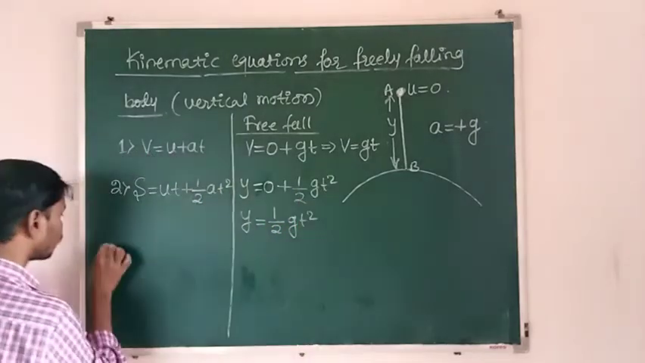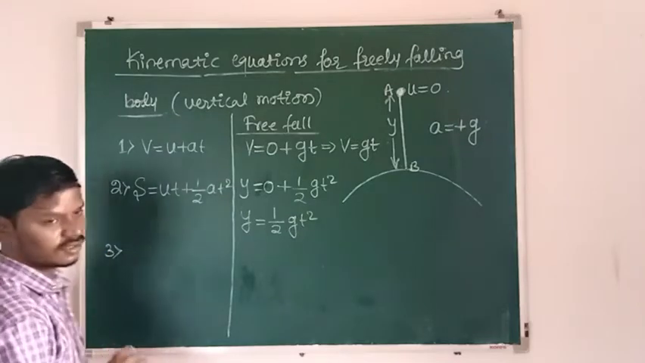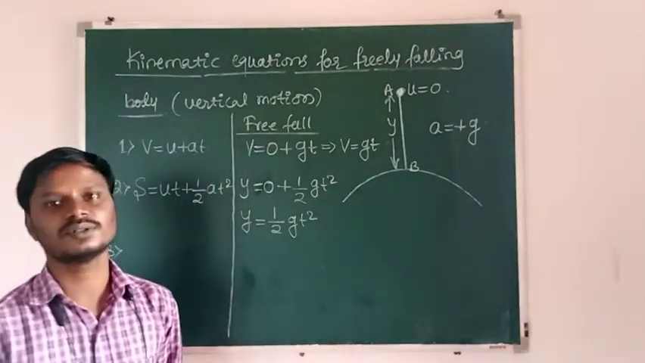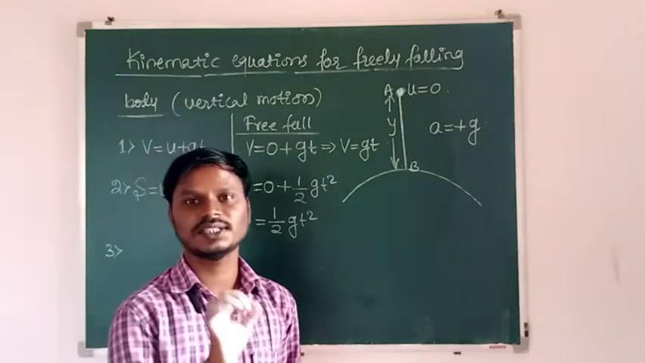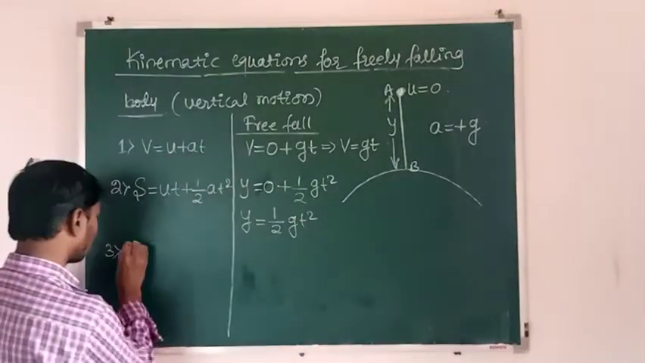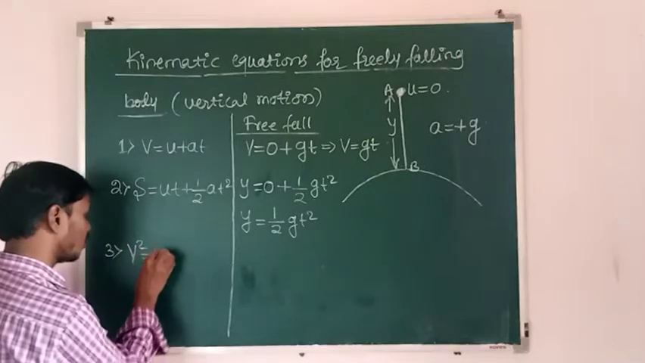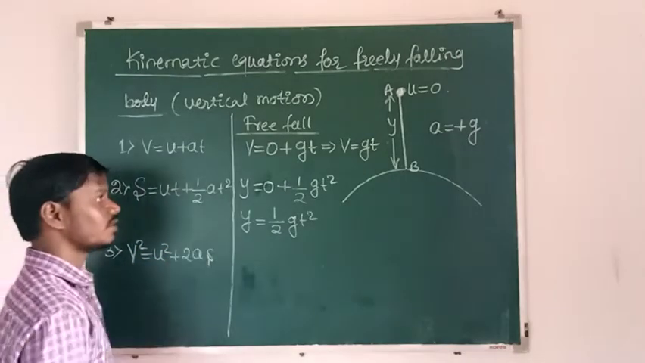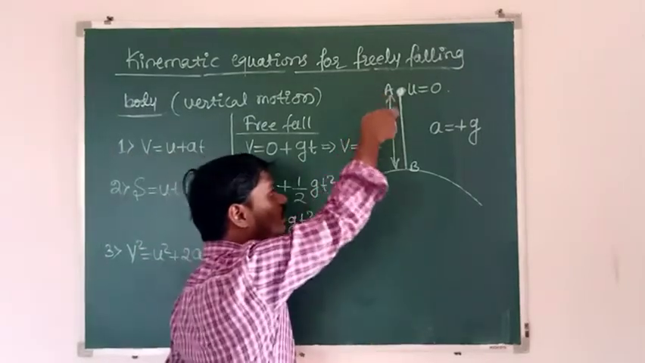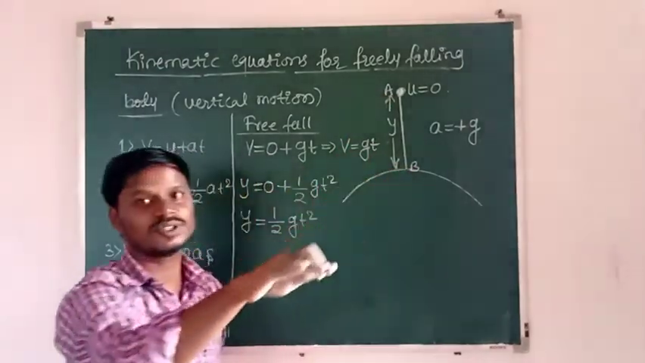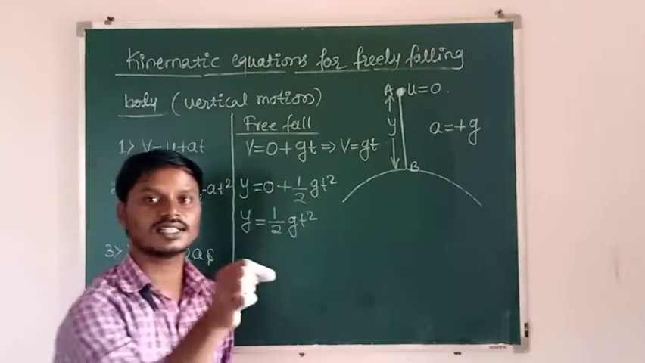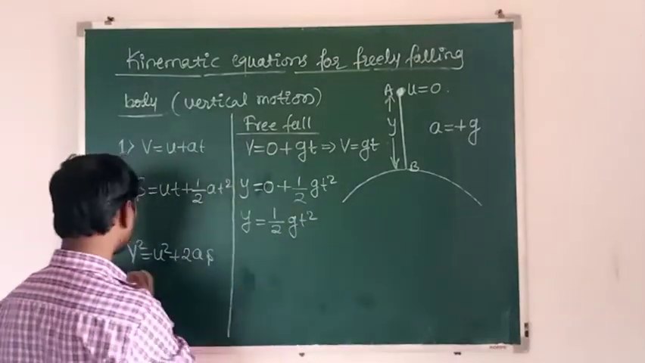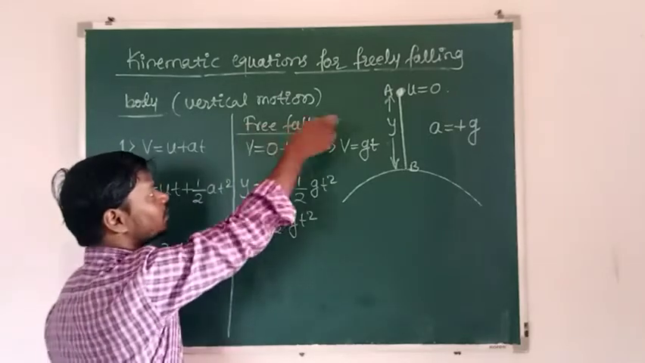Then next, number 3. What is the third standard kinematic equation? That is v square is equal to u square plus 2 into a into s. Listen here, in the vertically downward motion, the acceleration is produced in the body due to the earth's gravitational force. Then what about the third kinematic equation in case of free fall?